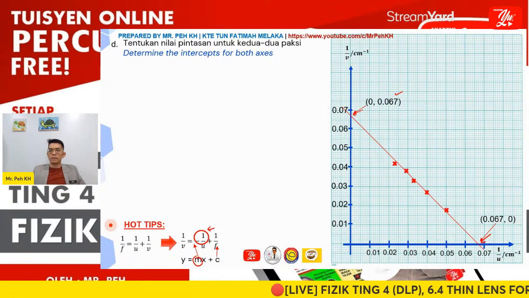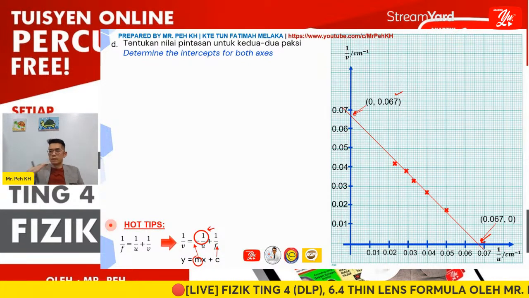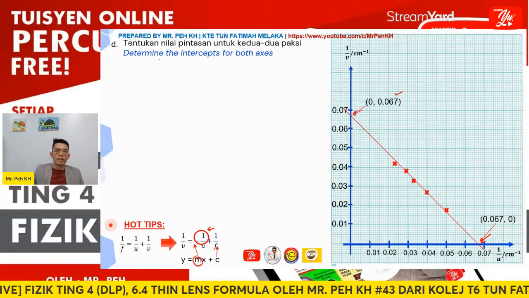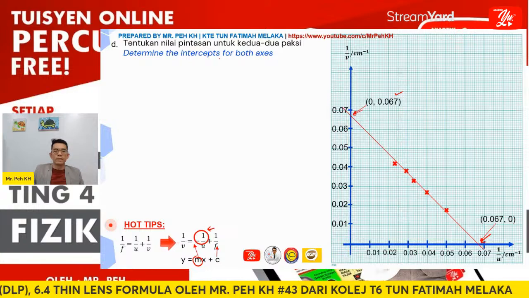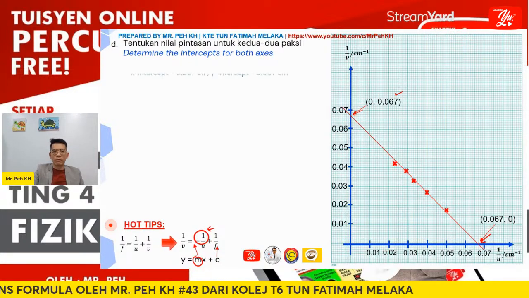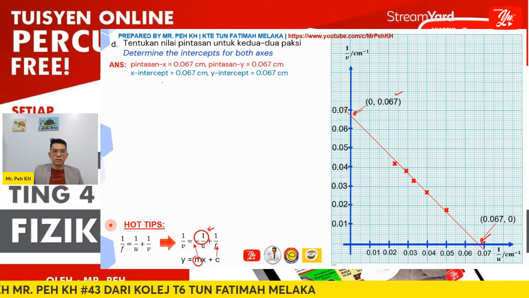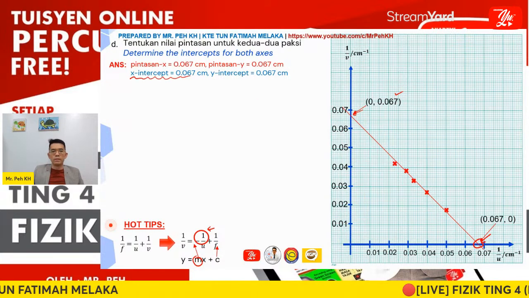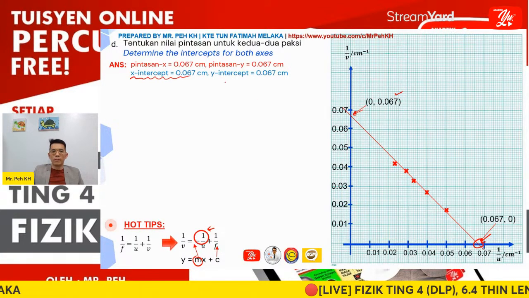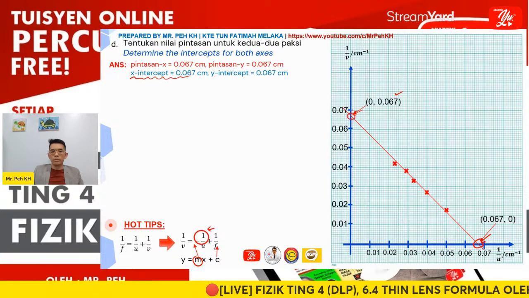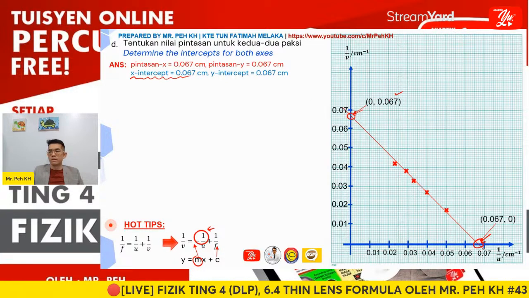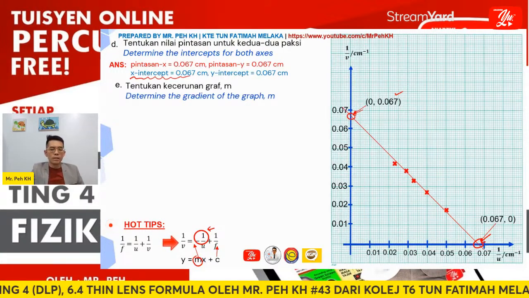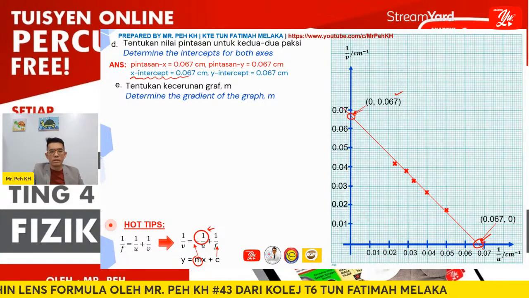And the graph here is decreasing, so this will be -1. Okay, so the answer here is very clear. Both intercepts will be 0.067. The x-intercept here will be 0.067, and then the y-intercept here will be 0.067 cm. Then part E, determine the gradient of the graph.